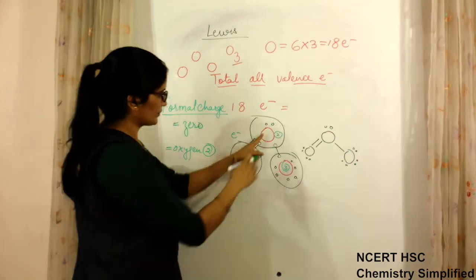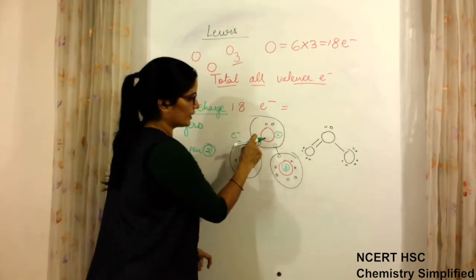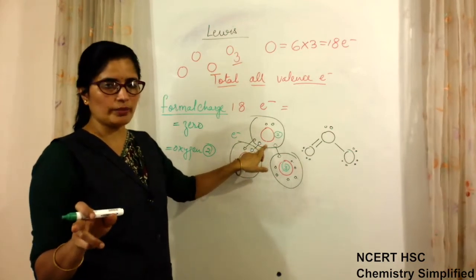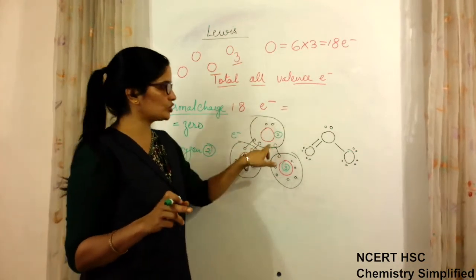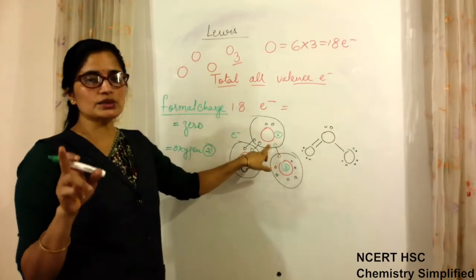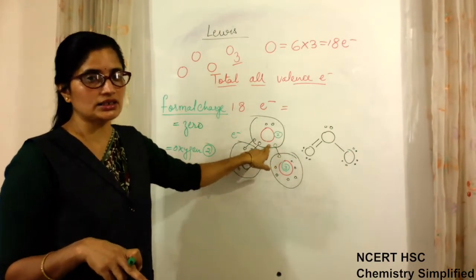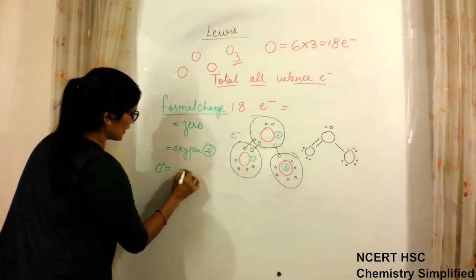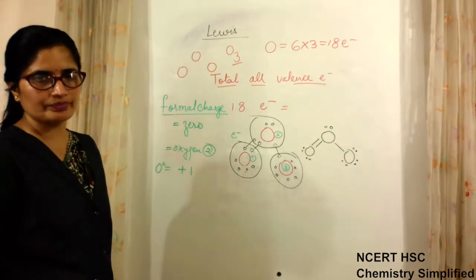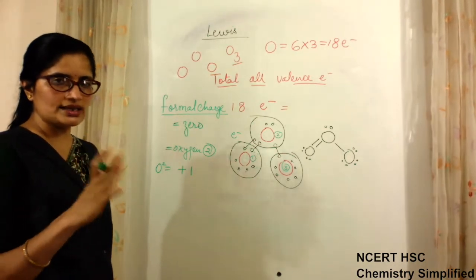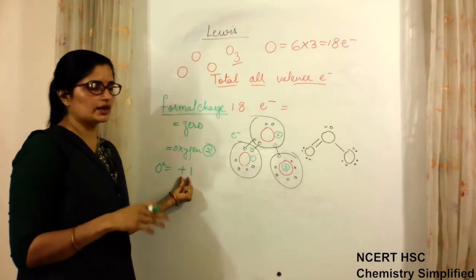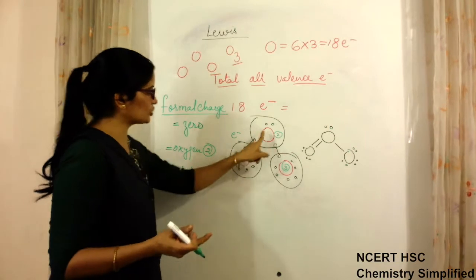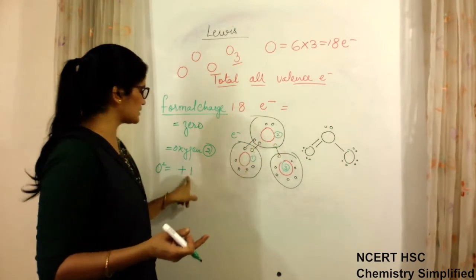Second. Now see, 1, 2, 3, 4 and 5. It has only 5 valence electrons. It should actually have 6. That means it has 1 electron less than its exact number. So oxygen atom number 2 has formal charge plus 1. We know that when electrons are fewer, the charge acquired is plus. When electrons are more, the charge acquired is minus. So the formal charge on the second oxygen atom is plus 1.